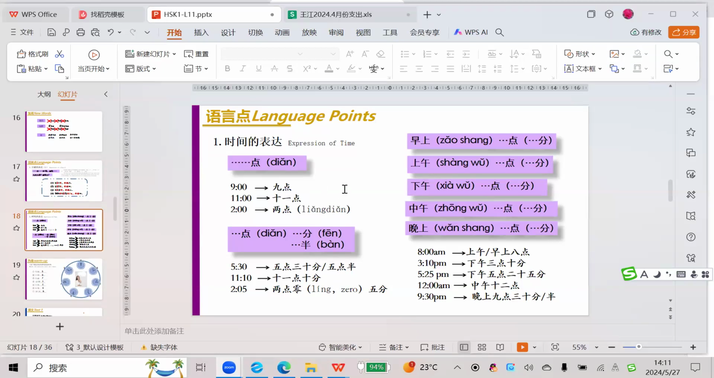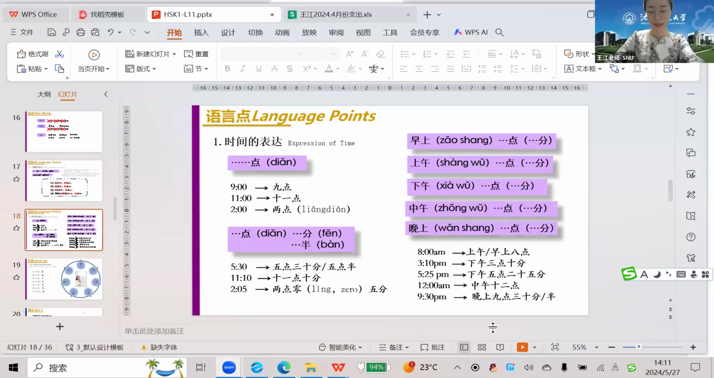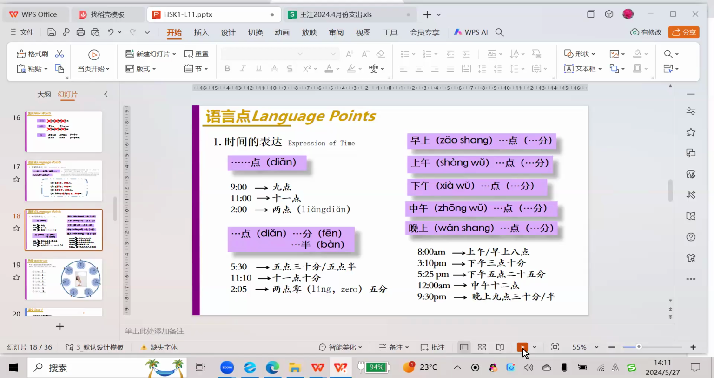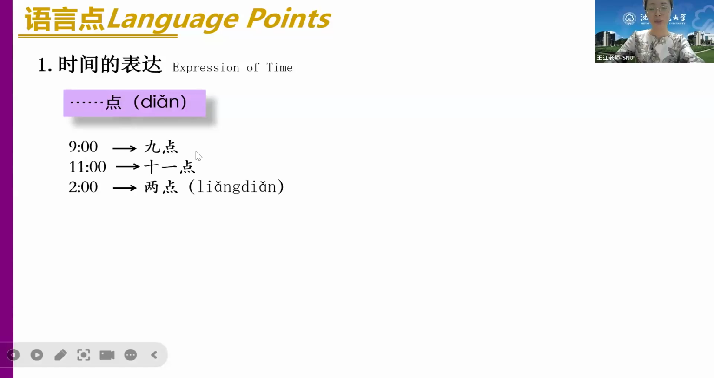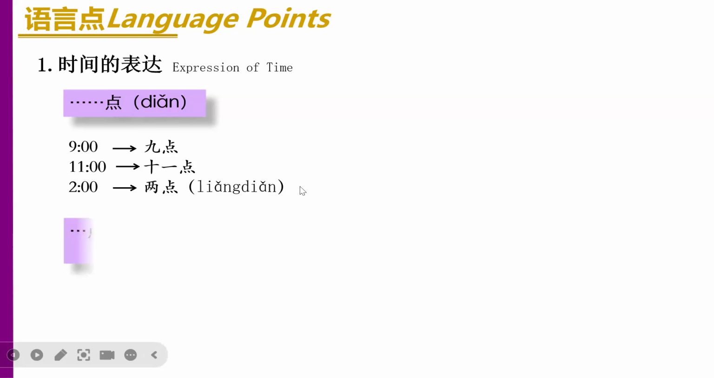Okay. Hafiza Halima. Yes, ma'am. Okay, 请跟我读. Please read after me. 点, o'clock. 点. So 9 o'clock, 9点. 9点, 11 o'clock, 11点. 2 o'clock, we will say 2点, not 2点. We should say 2点. Yes, right.